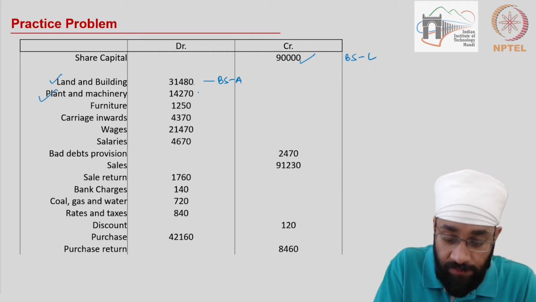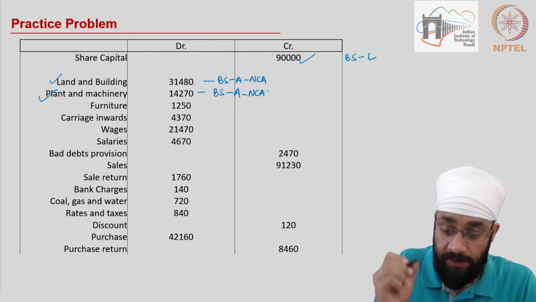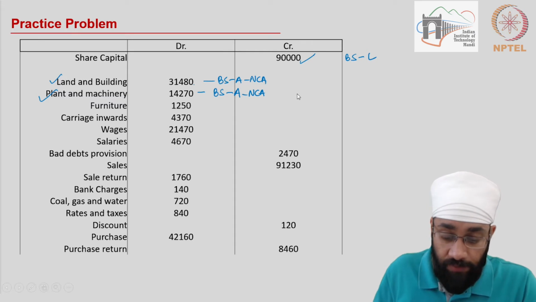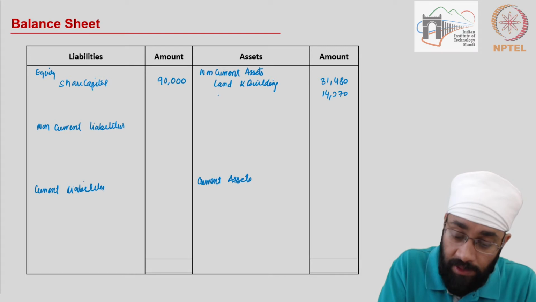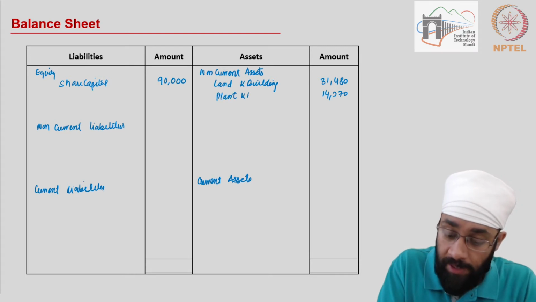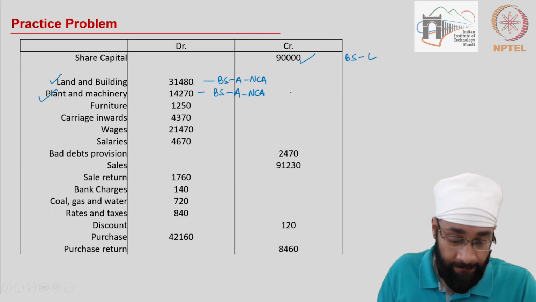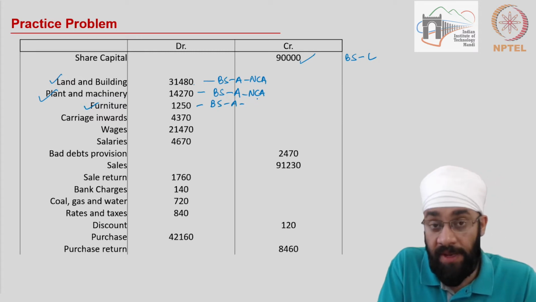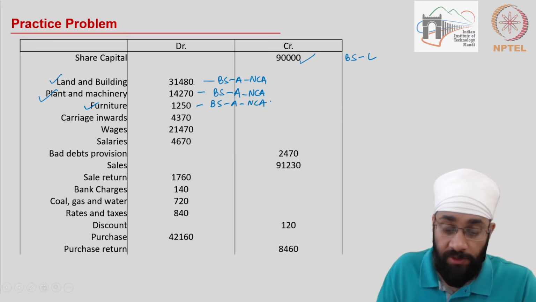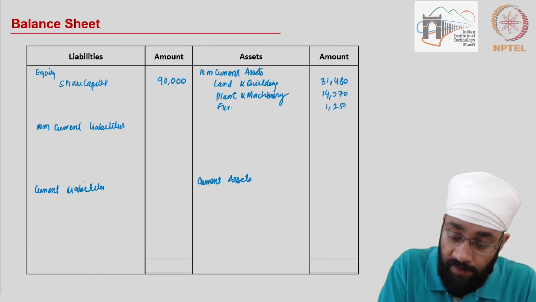Plant and machinery is 14,270. Again, this will go to balance sheet asset side and non-current assets. Plant and machinery 14,270. This is another non-current asset. Furniture is 1250. Again, this is an asset and a non-current asset in nature. 1250. Furniture.